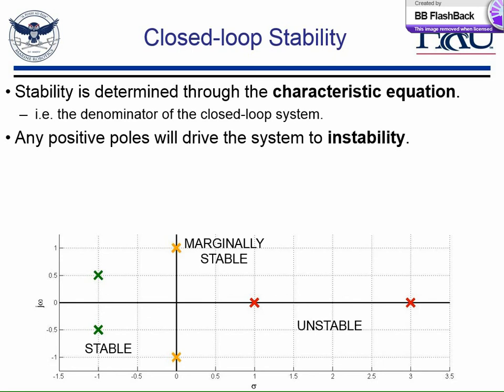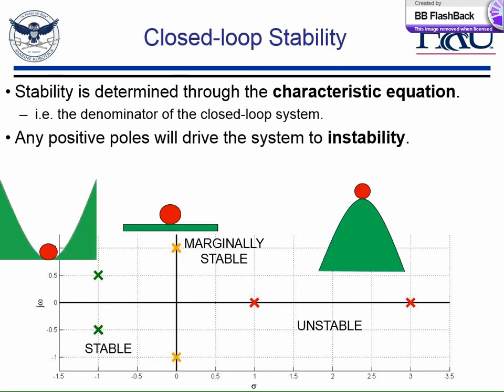So on the left-hand side of our s-plane, we have stable systems. Any system on the imaginary axis or on the origin is marginally stable. Any system on the right-hand side is going to be unstable. If we go back to our ball analogies, this is how it breaks down. We have the valley ball as a stable system. We have a marginally stable system as the ball that just remains on a flat plane. We have an unstable system as the ball on top of the hill. So any positive poles in our system will drive our system's instability, just like that.